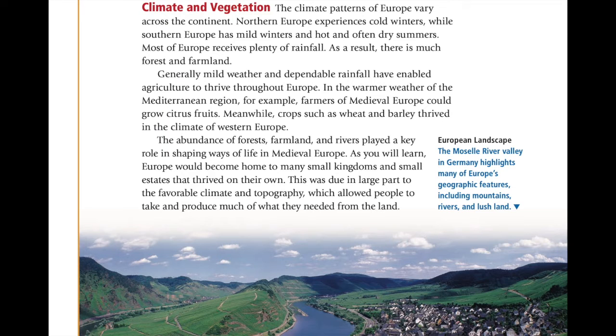In the warmer weather of the Mediterranean region, for example, farmers of medieval Europe could grow citrus fruits. Meanwhile, crops such as wheat and barley thrived in the climate of Western Europe. The abundance of forests, farmland, and rivers played a key role in shaping ways of life in medieval Europe. As you will learn, Europe would become home to many small kingdoms and small estates that thrived on their own. This was due in large part to the favorable climate and topography, which allowed people to take and produce much of what they needed from the land.